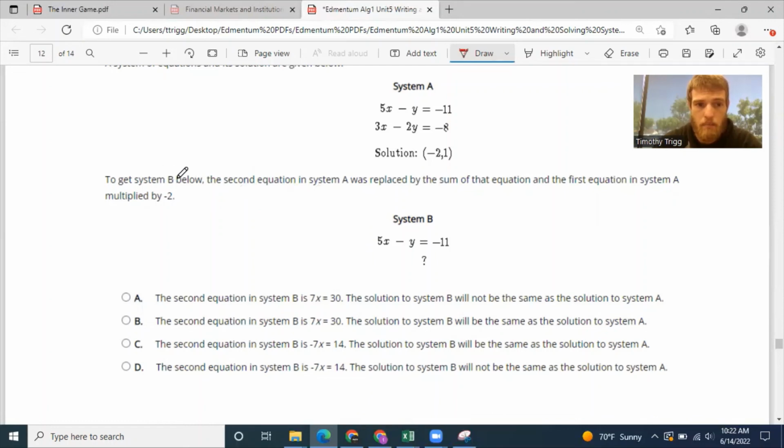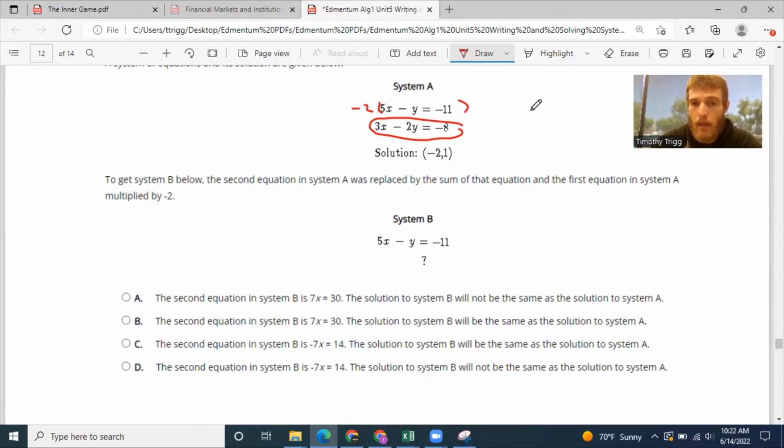To get system B below, the second equation in system A, so that's this one, was replaced by the sum of that equation and the first equation in system A multiplied by -2. Okay, that's complicated. So basically what they're saying is they multiplied this by -2, which makes sense. And then they added these together.